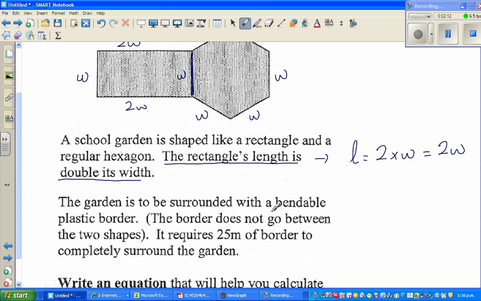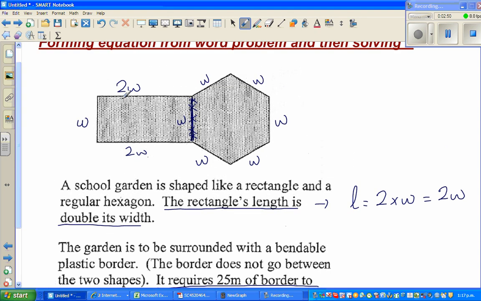Okay, now let's read the question. The garden is to be surrounded by a bendable plastic border. So this is the border and you want to surround it by a plastic border. The border does not go between the shapes. So you're not using your plastic here, only the boundary. It requires 25 meters of border to completely surround the garden. This is again a very crucial sentence. So what does this mean?